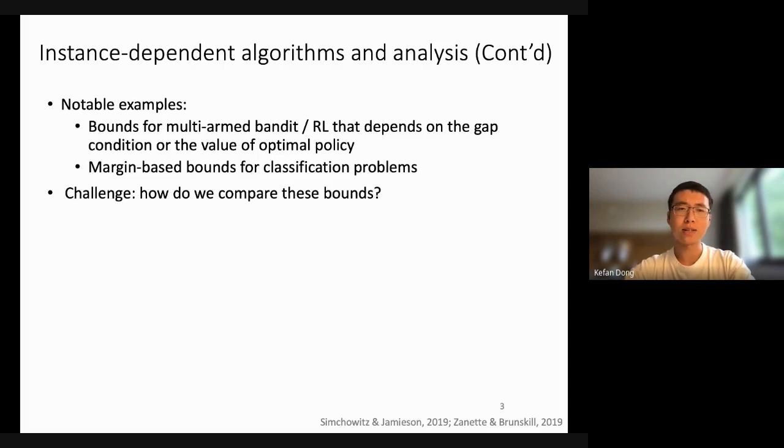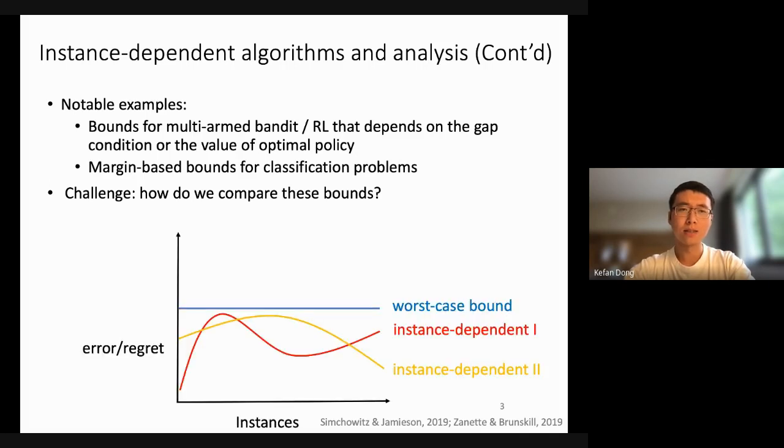However, when we try to compare these algorithms, there is a challenge. This is because different instance-dependent algorithms may depend on different properties of the instance. So it is very likely that on some of the instances, one algorithm is better, but on other instances, a different algorithm is better. So it's unclear what algorithm we should choose if we don't have a very accurate prior on the instance we are working on.